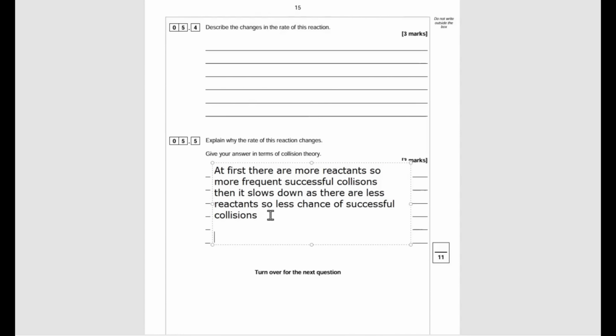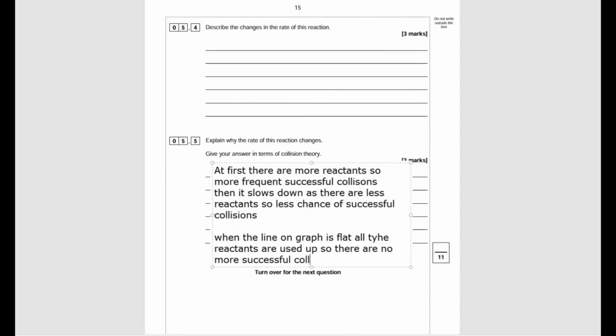Then there's less reactants as the reaction continues and products are made, so there is less chance of a successful collision. And then at the end, when the line on the graph is flat, all the reactants are used up. So there are no more successful collisions. You might still get collisions, but not between reactant particles. And that explains why.